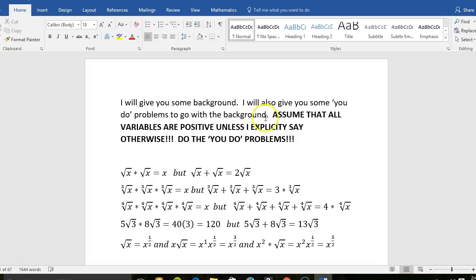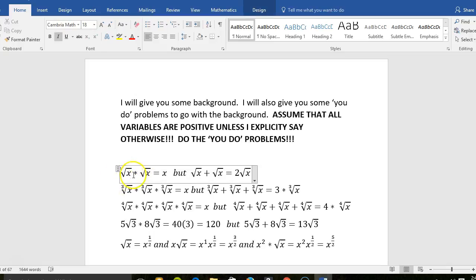Now, let's assume that all variables are positive unless I just come right out and say so. And again, do the problems. There's a danger in letting x or y or whatever variable it is be negative, particularly for even roots, not really for odd roots at all, but we'll go into that later. Let's just stay easy and simple for now.